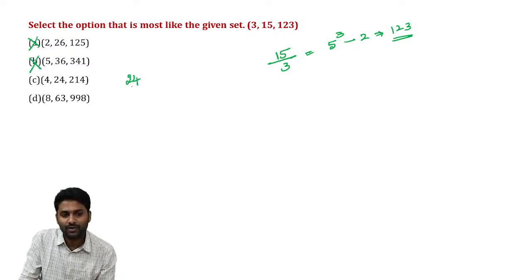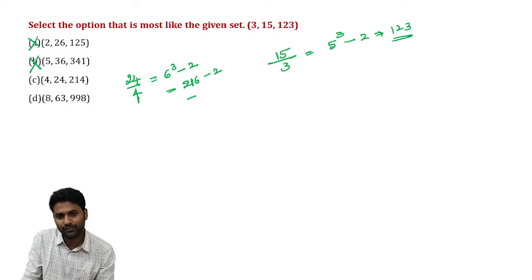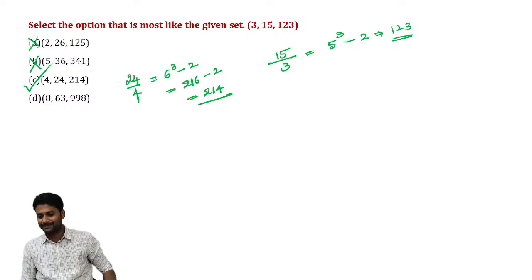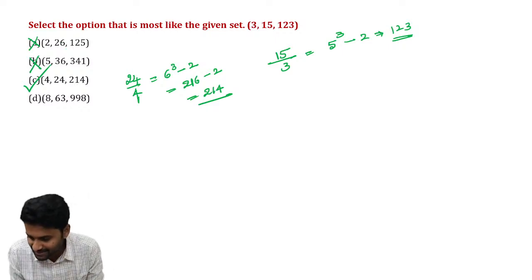If 24 is divided by 4, then it becomes 6. Now 6 cubed minus 2. 6 cubed is 216, minus 2 is equal to 214. Yes, it satisfies our condition. Then the best suitable answer is C. C is the correct answer.